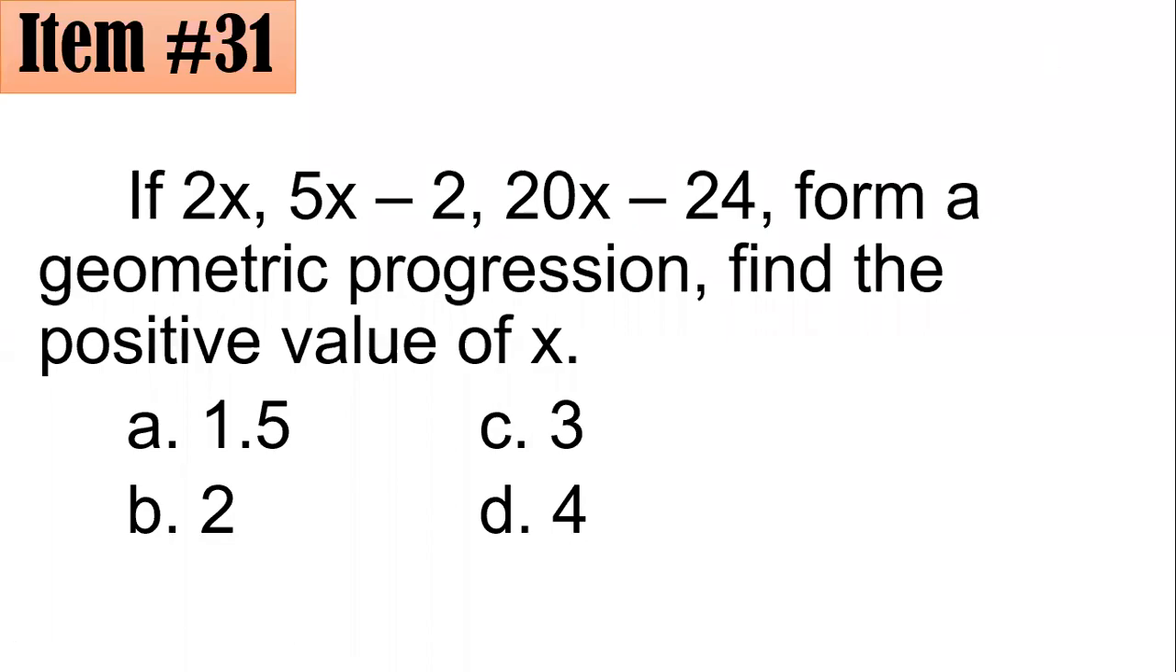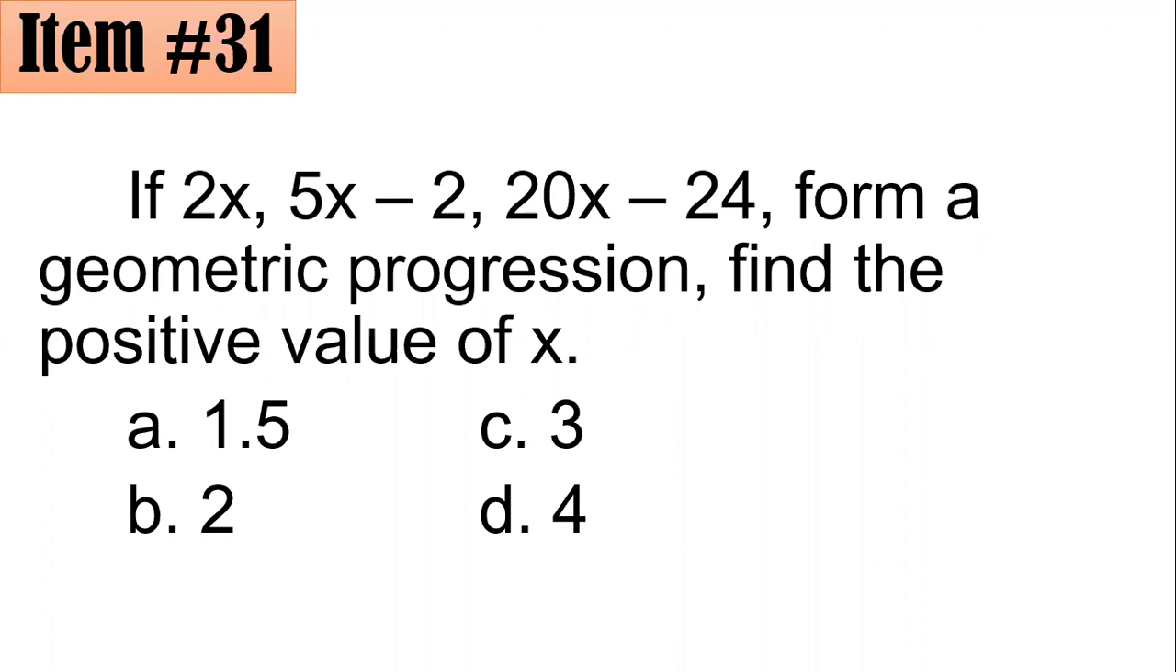Let's move on to item number 31. If 2x, 5x minus 2, and 20x minus 24 form a geometric progression, find the positive value of x. Did you go for 1.5, 2, 3, or 4?